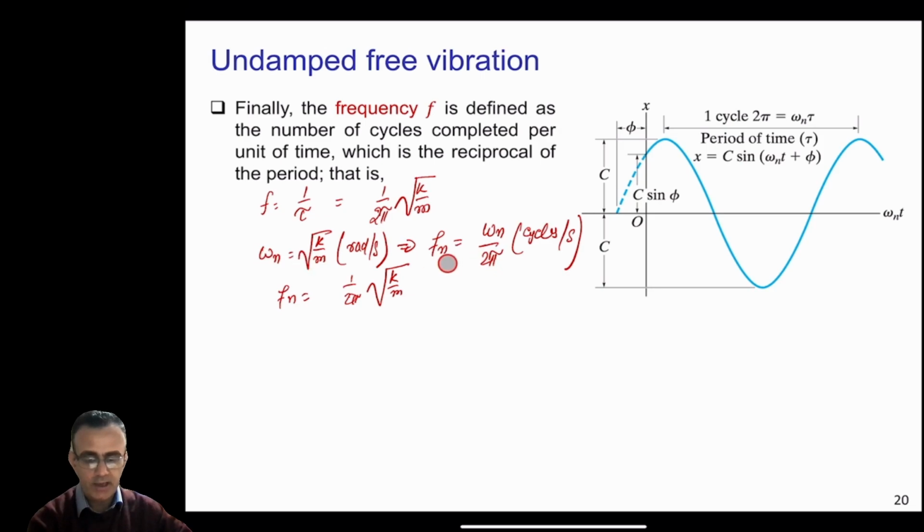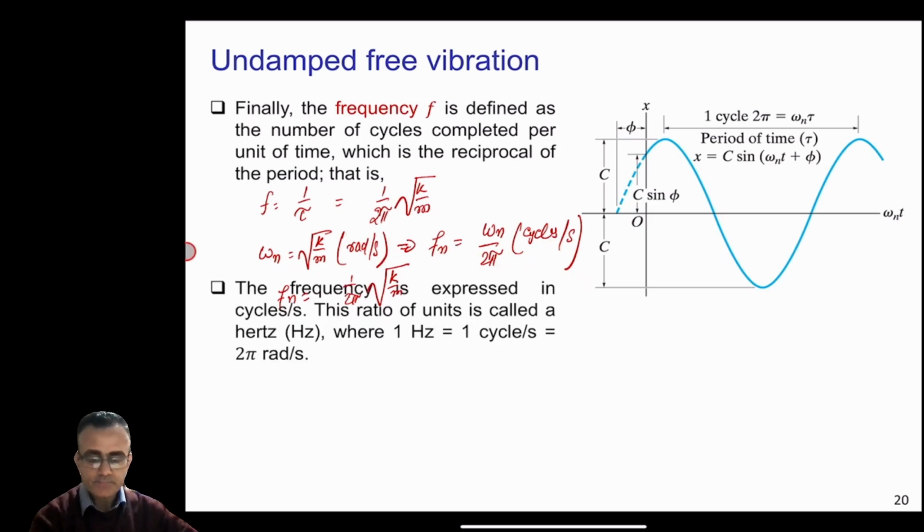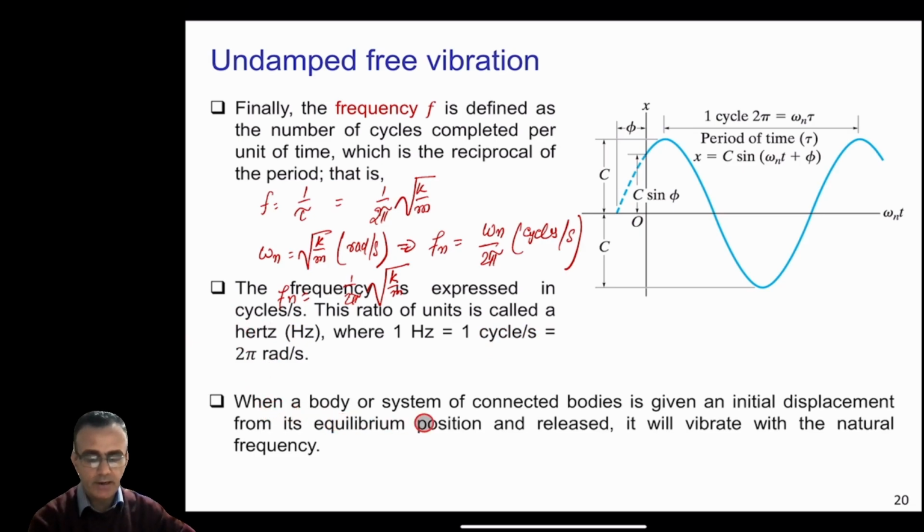So omega n and f n are both natural frequencies, but omega n is in radian per second and f n is in cycle per second. Now the frequency is expressed in cycle per second. This unit is called a hertz, where 1 hertz is equal to 1 cycle per second, or 2 pi radian per second. And now when a body or a system of connected bodies is given an initial displacement from its equilibrium position and released, it will vibrate with its natural frequency.